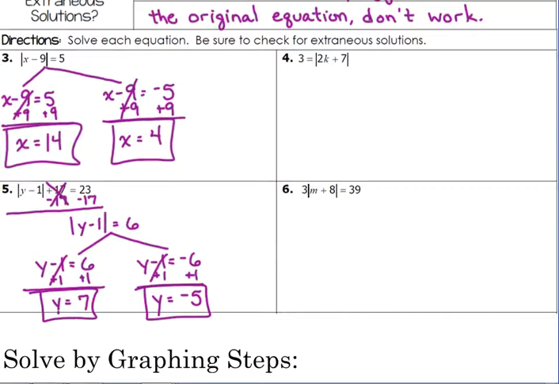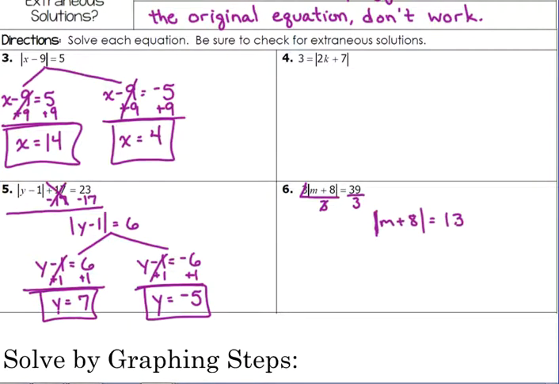Let's look at number 6. Number 6 is similar to number 5, but we are multiplying that by 3. So our first step, those absolute value bars are not like parentheses, okay? You cannot just distribute the 3 in there. You need to start by doing the opposite of multiplication, which is division. So we've got the absolute value of m plus 8 is equal to 39 divided by 3 is 13.